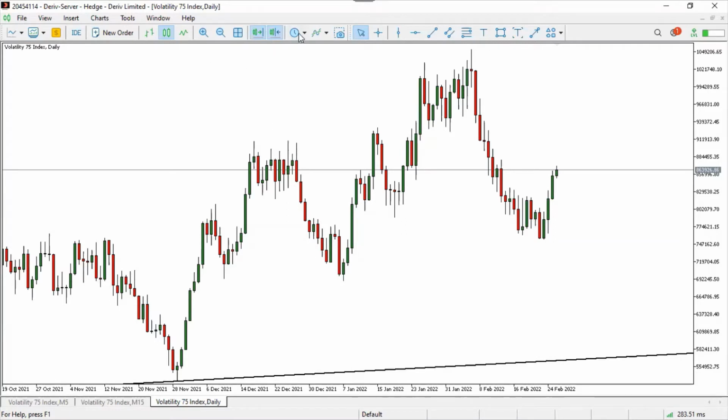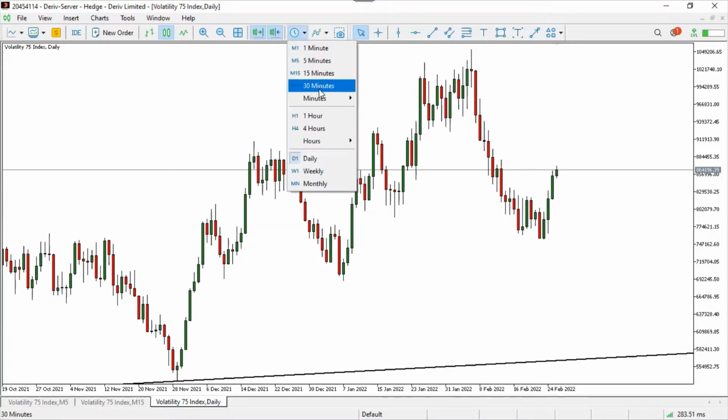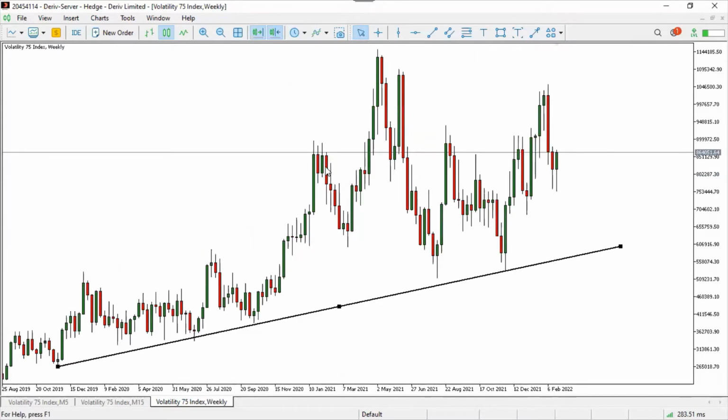Because when we go back to weekly, let's go back to weekly. You can see that on weekly here, what we can see is that we are still bullish, but it's showing some sign of bearish, because we can see that price is making higher highs.